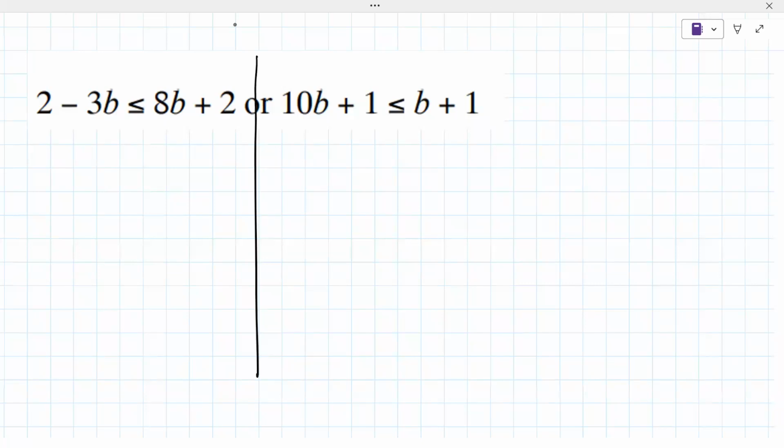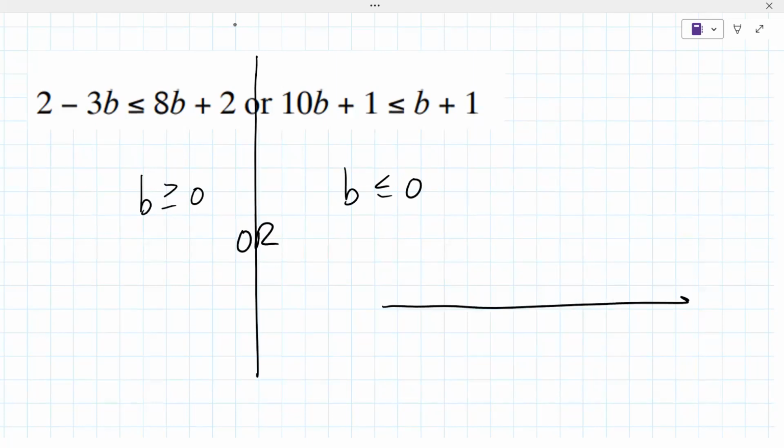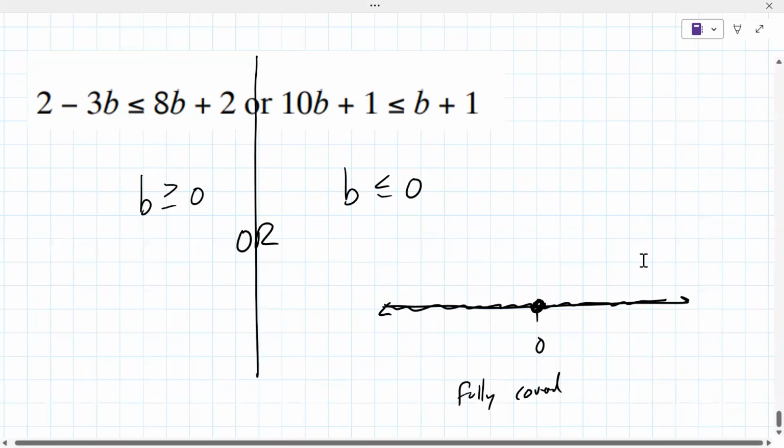So I got b is greater than or equal to 0, and b is less than or equal to 0. Yep. Okay, now this could be odd because you're like, well, what do I do at 0? But if there's just one point, it's like, all right, to the right of it, and then to the left of it, do you see how the line is fully covered? The number line?